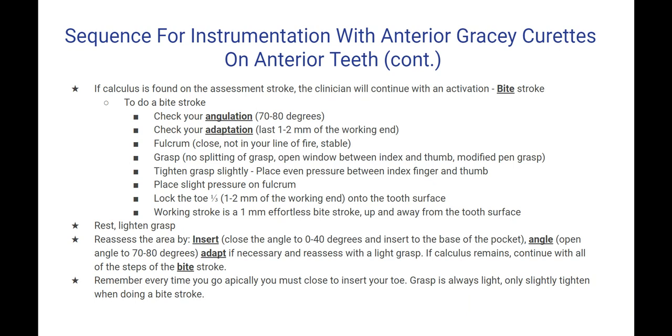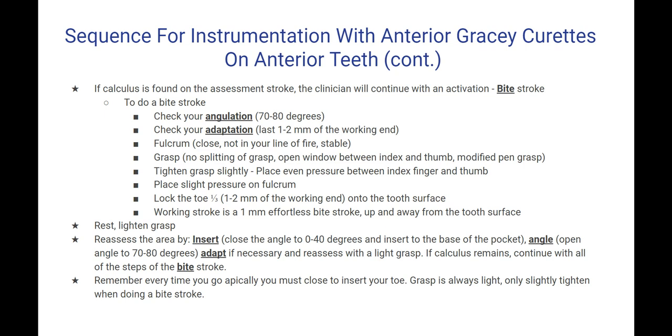Sequence for instrumentation with the anterior Gracey Curette on anterior teeth. If calculus is found on the assessment stroke, the clinician will continue with an activation or bite stroke. To do a bite stroke, check your angulation, 70 to 80 degrees. Check your adaptation, the last 2 millimeters of the working end.